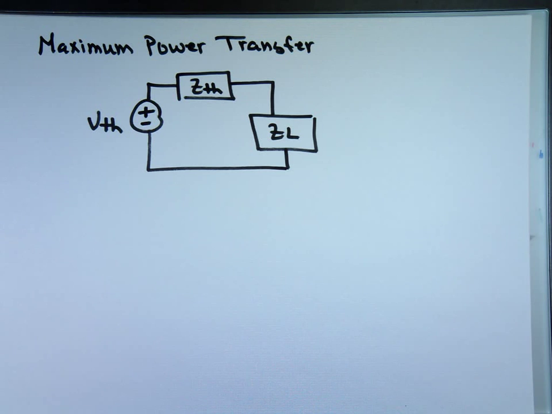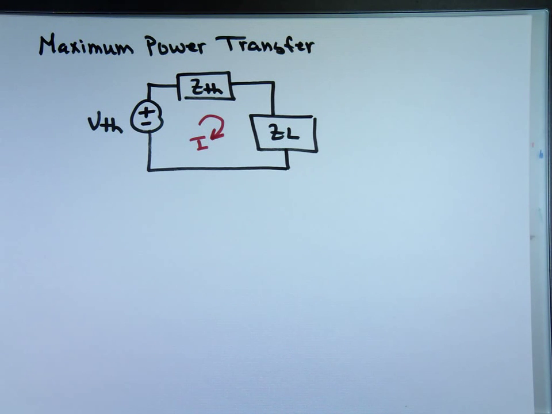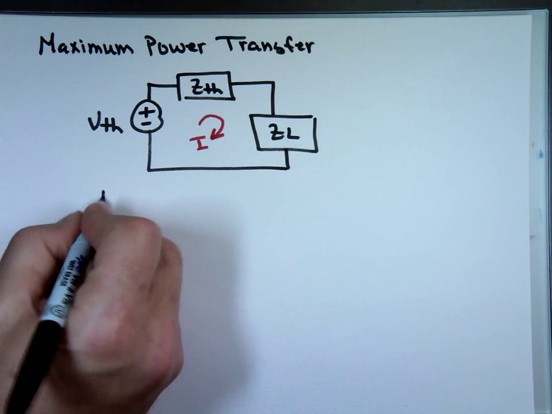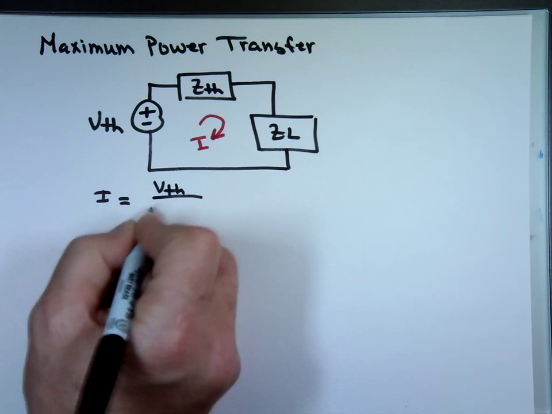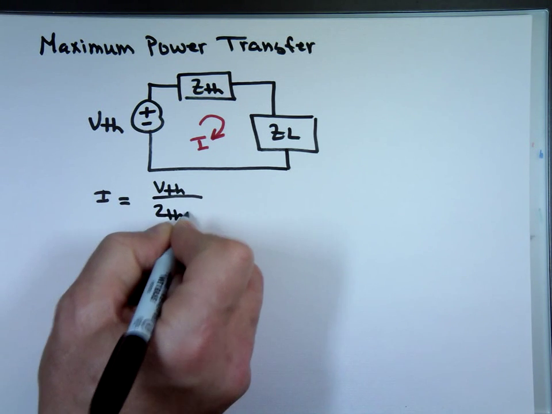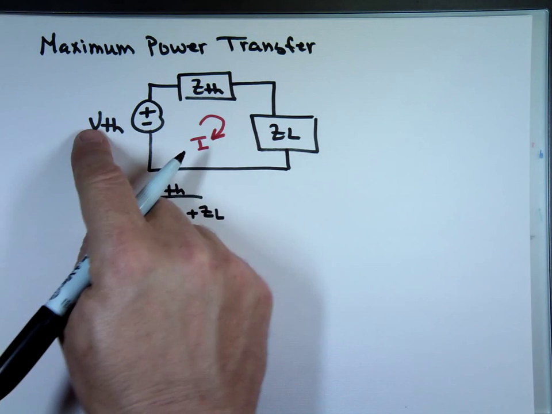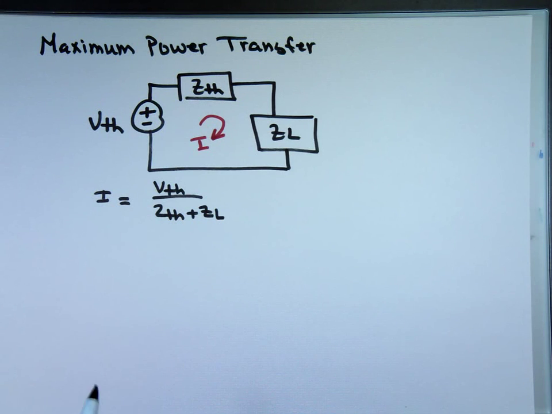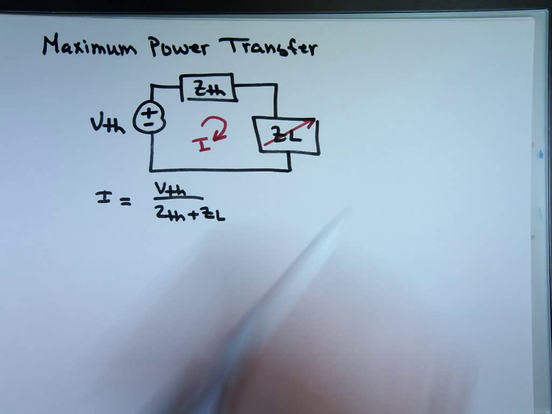Well, let's look at the current going through the circuit. What is that current equal to? Isn't that V Thevenin divided by Z Thevenin plus ZL? Now, normally you know V Thevenin and you know Z Thevenin. So the one you're trying to adjust is this one. I'll put a line going through it. That means adjustable.